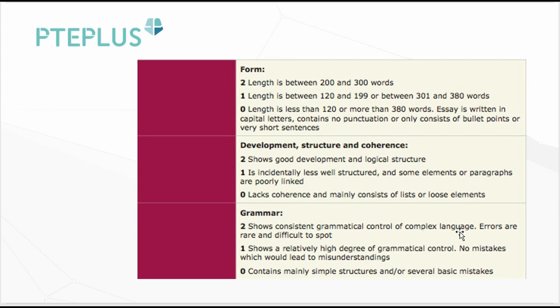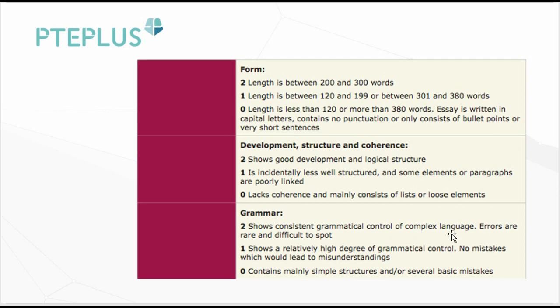But what is complex language? And that's what we're going to be talking about in the following slide. You'll obviously get 1 mark if you show a relatively high degree of grammar control, no mistakes which would lead to misunderstandings. So here, mistakes leading to misunderstandings represents big mistakes that would change the understanding and the way a sentence is interpreted. And you'll get 0 if you contain mainly simple structures or several basic mistakes.